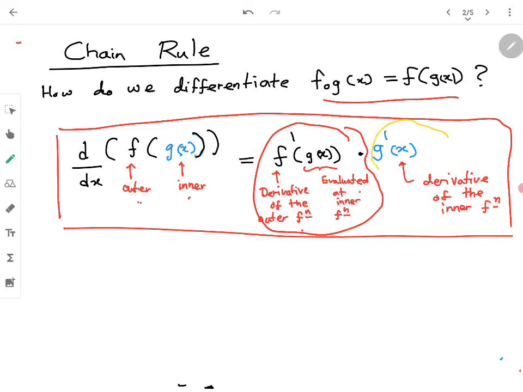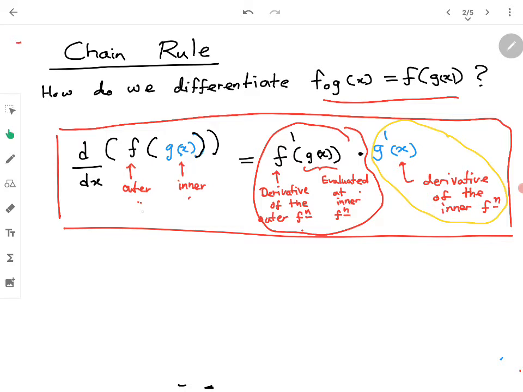Then the second part of the formula depends on the inner function, which is g. So the second part is just find the derivative of the inner function. Then multiplying these two terms, you get the complete formula for the derivative of a composite function. And this rule is called the chain rule.